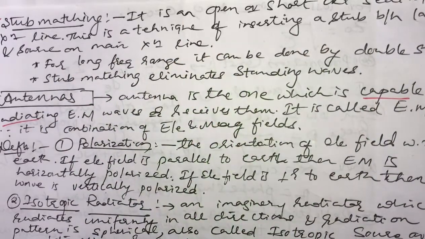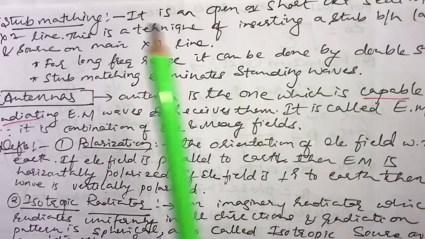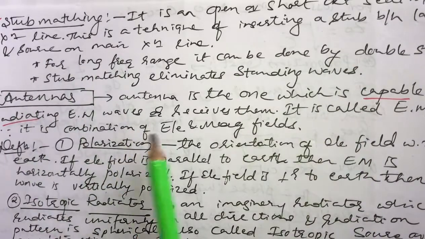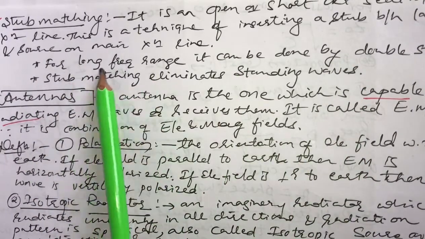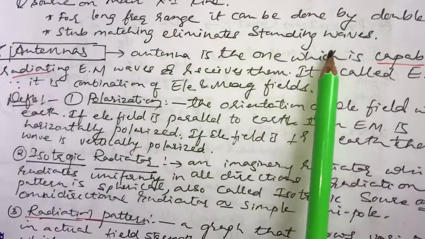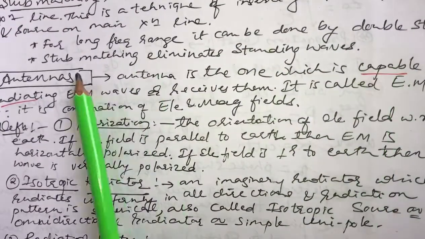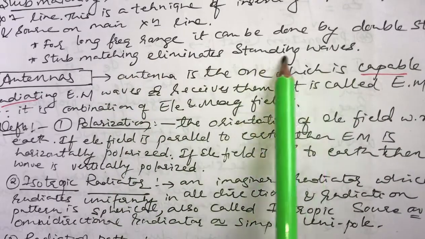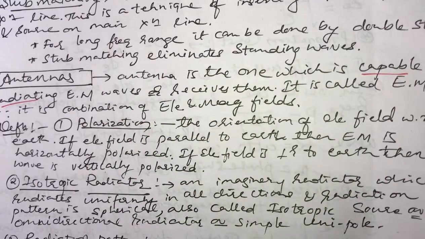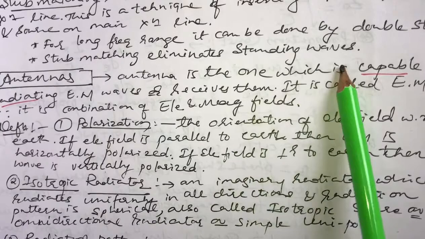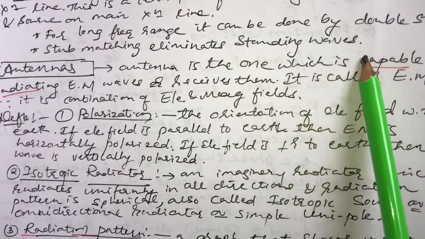So we are inserting the stub between the load as well as the source in order to have impedance matching. And for a wide frequency range, it can be done by using a double stub. So sometimes we use two stubs. And stub matching eliminates standing waves. So mainly stub matching is used to eliminate standing waves and reflection.